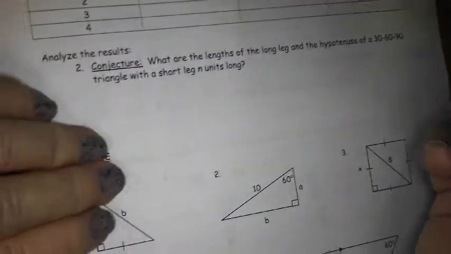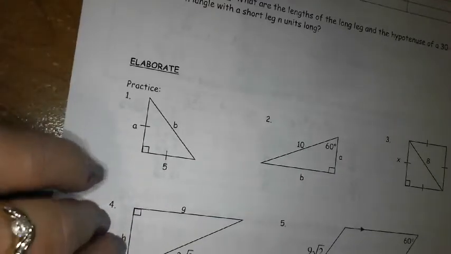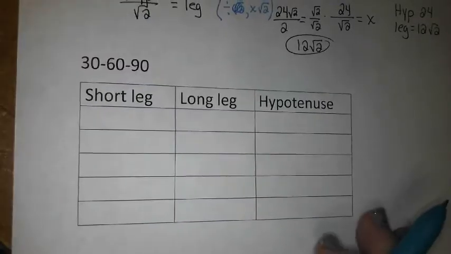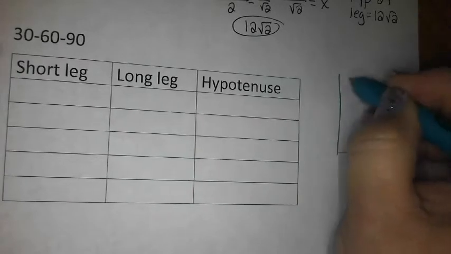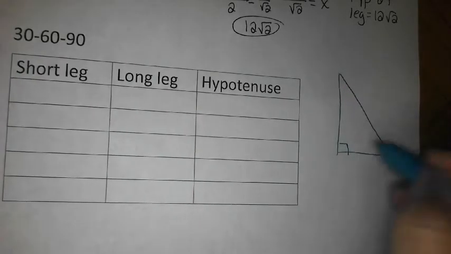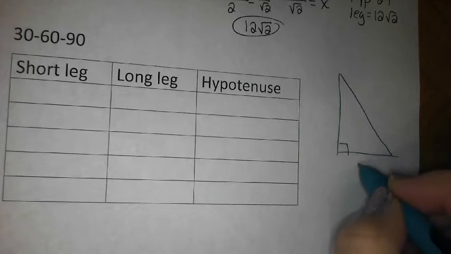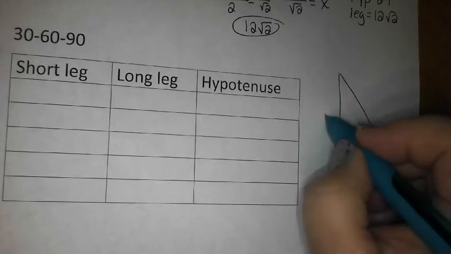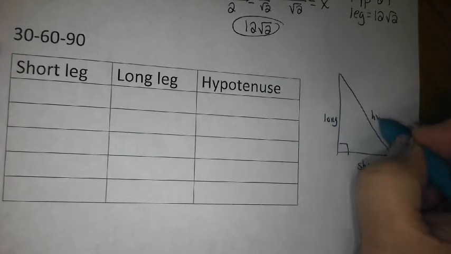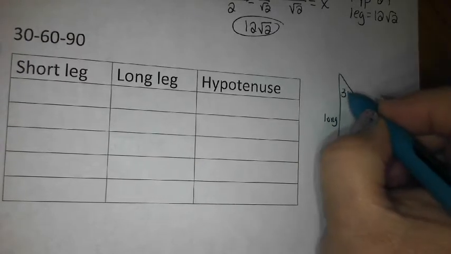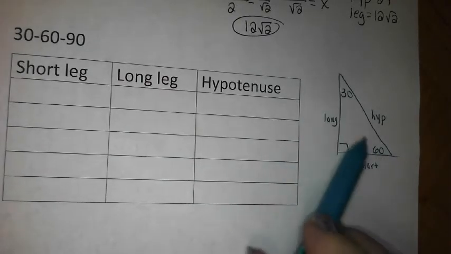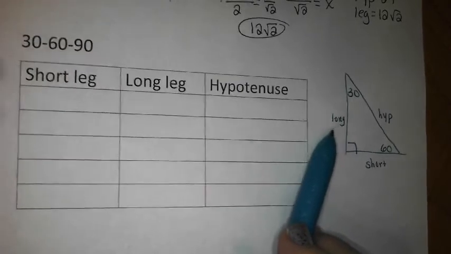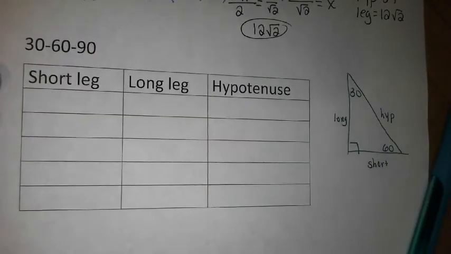So if you were in a group, we would have had you pick some numbers for this, and I'm just going to go straight back to my chart. A 30, 60, 90 triangle has a short leg, a long leg, and a hypotenuse. So here's the short leg, here's the long leg, and of course the hypotenuse is across from the 90. The short leg is across from the 30-degree angle, the long leg is across from the 60-degree angle. And here's the relationship of these sides.